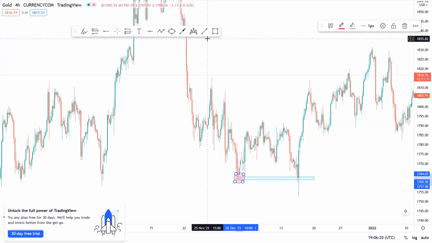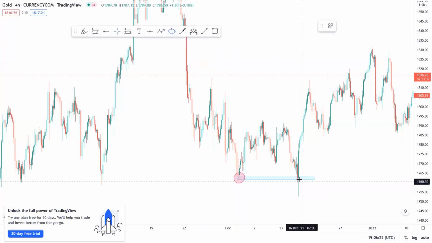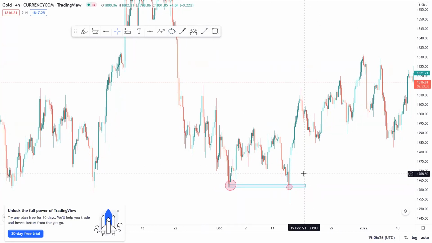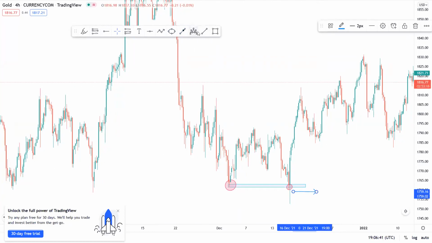First touch, second touch. You enter your entry. Once it comes back here, if you're a pro, you're gonna enter it somewhere here. And then after you enter, you put your stop loss here. Your entry point can be inside, and your take profit will be here.